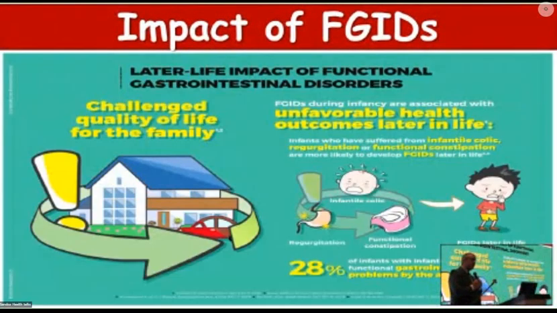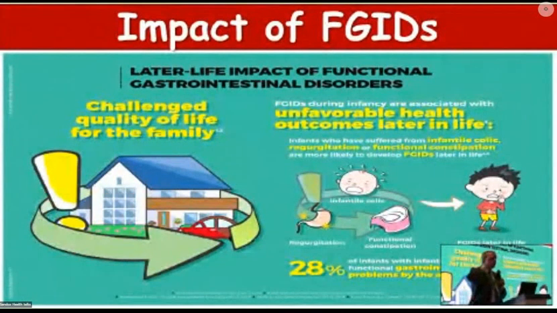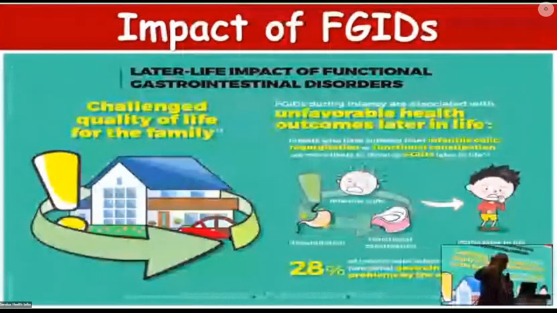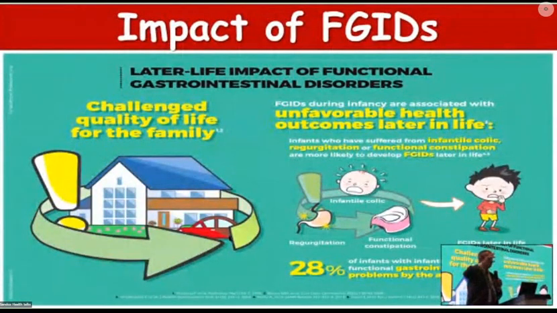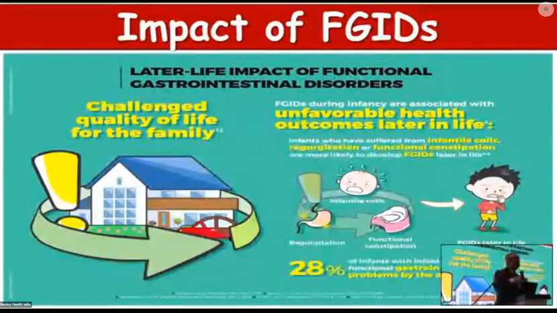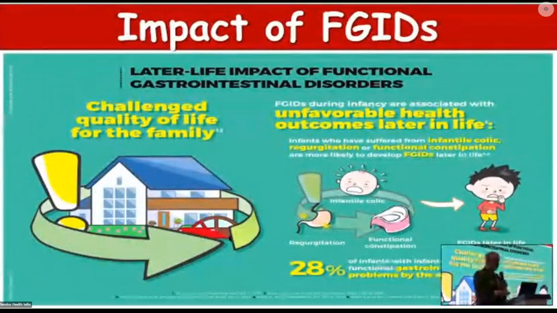In the long term, they will affect the quality of life of the family because 28% of infants with infantile colic will develop functional gastrointestinal problems later on in life. So, the presence of functional gastrointestinal disorders early in life will lead to problems later on in life. So actually, it's very important to prevent them early in life.